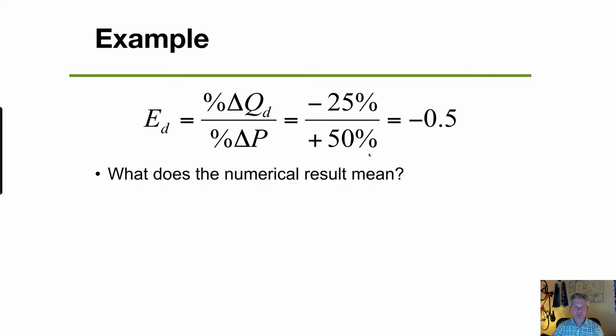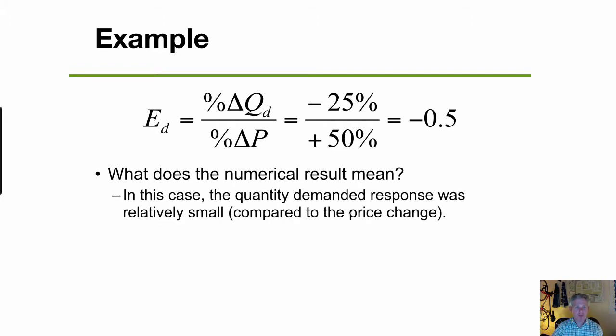All right. So what does that number mean? What does negative 0.5 mean? Well, in this case, the quantity demanded fell relatively little considering how big the price change was. We increased the price by 50%, and the quantity demanded only fell by 25%. So, looking at the magnitudes of these changes, a big percent change in the price gives only half as big a change in the quantity demanded. So this is an inelastic sort of result.